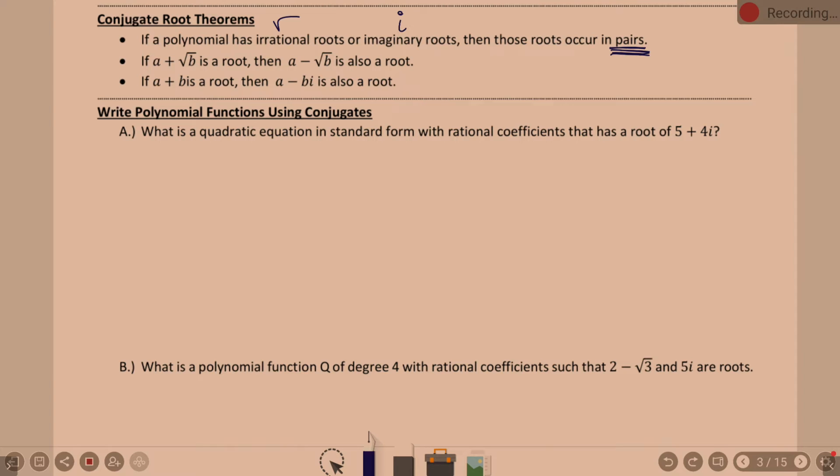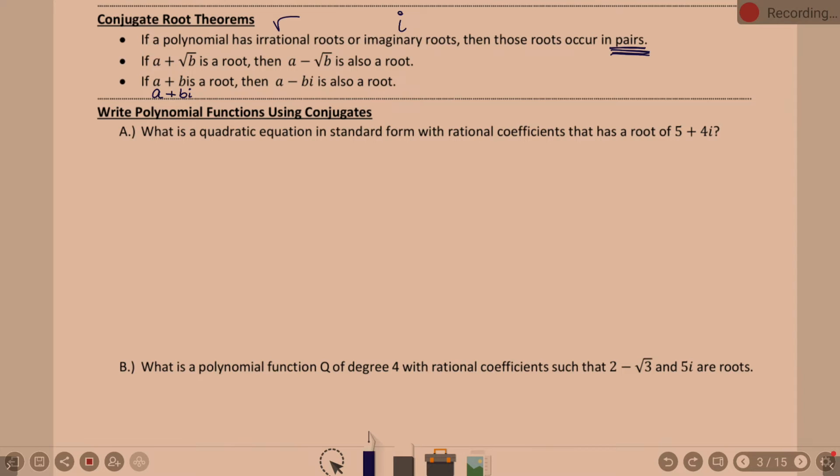And this is a typo. This is supposed to say a plus bi. If a plus bi is a root, then a minus bi is a root. Keep the a and the bi the same, just change the sign in the middle. Okay, keep that thought in mind. Let's look at example 1, or example A. What is a quadratic equation in standard form with rational coefficients that has a root of 5 plus 4i?